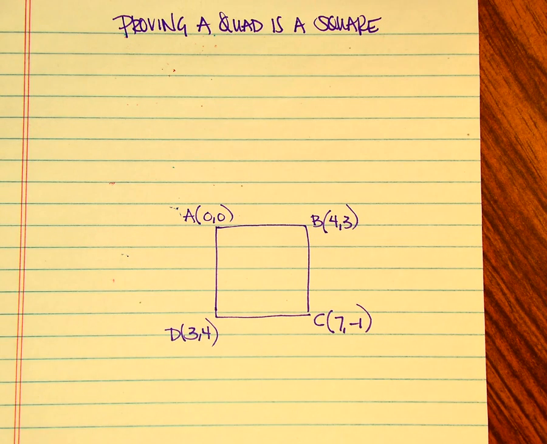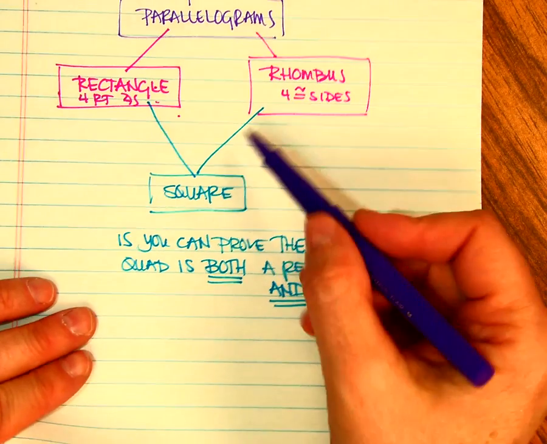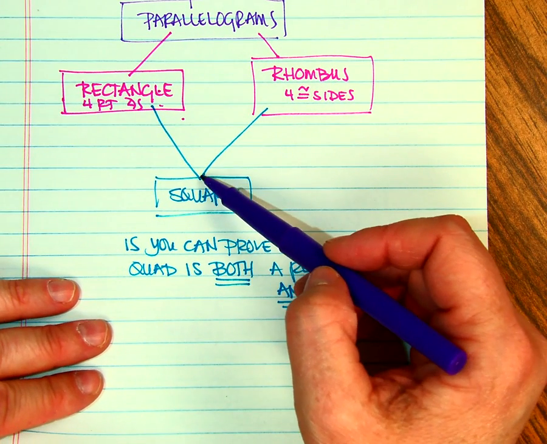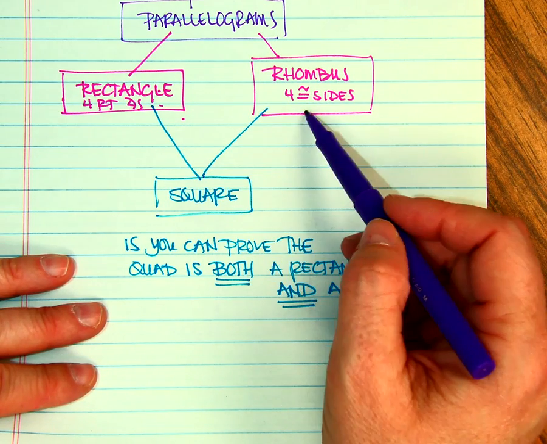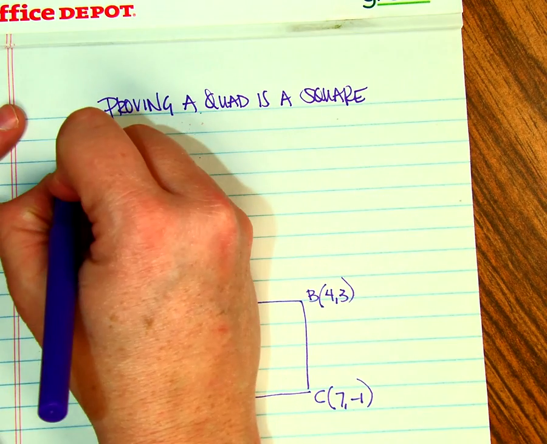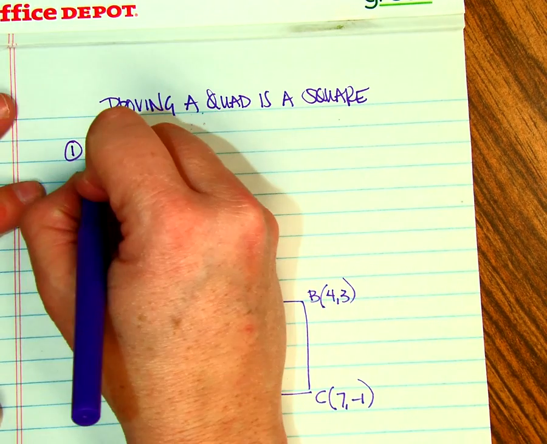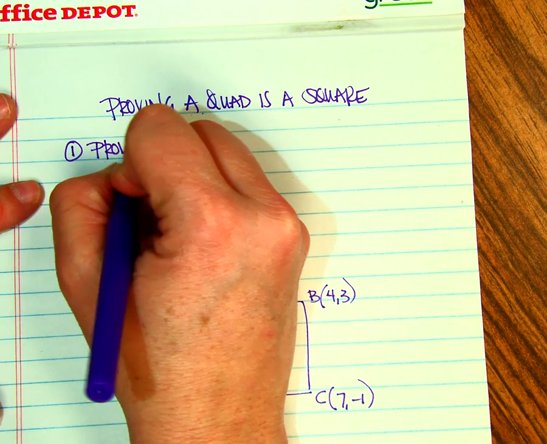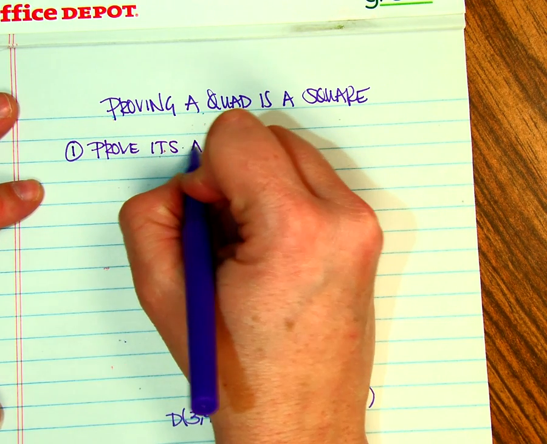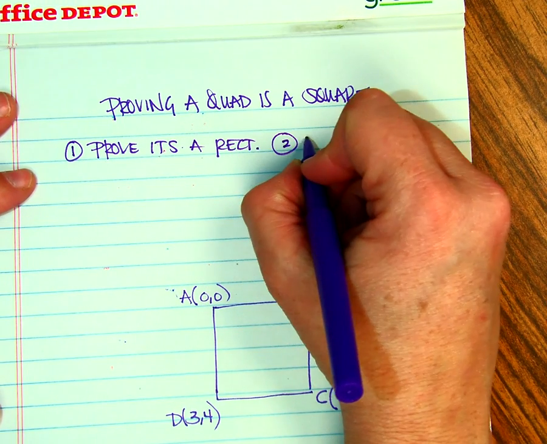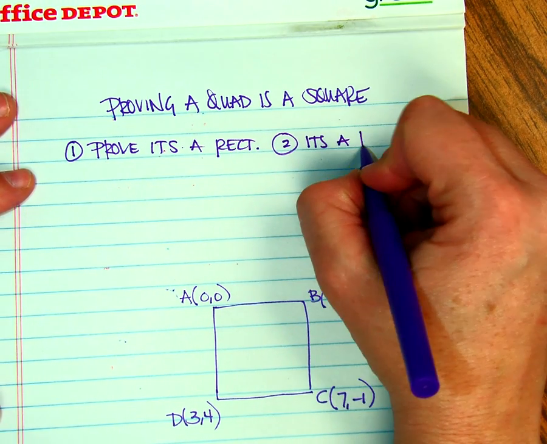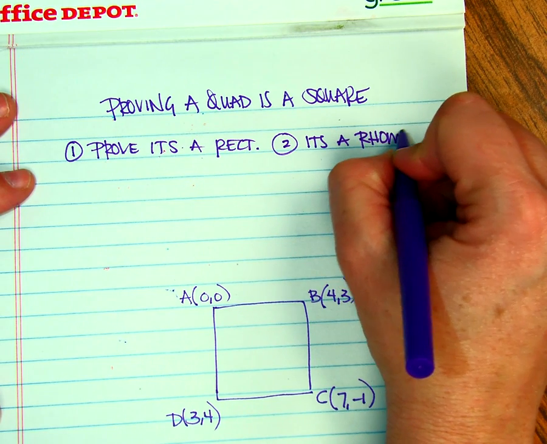Okay, so if we are proving a quadrilateral is a square, let's go back to this diagram. What I would have to do is prove that it has the characteristics of a rectangle, and then it has the characteristics, or at least a characteristic, to prove that it's a rhombus. So let's think about how we can do that. I need to prove it's a rectangle, and I need to prove it's a rhombus. So I have to do both somehow.